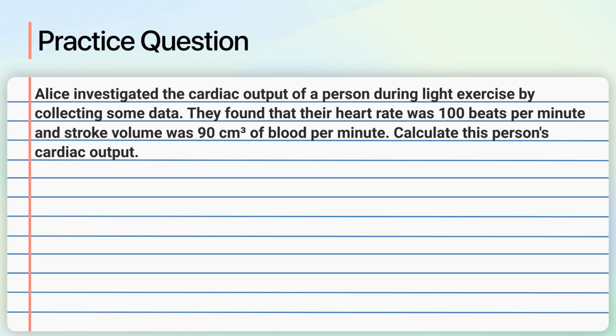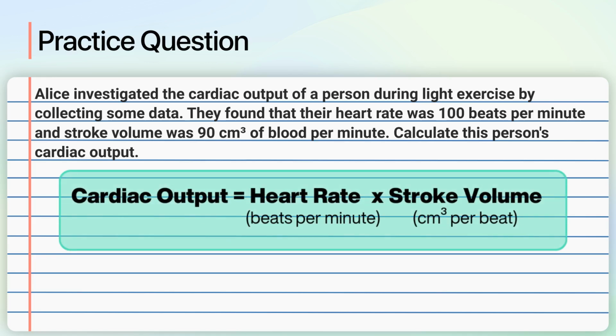To find this person's cardiac output, we use the formula. Cardiac output equals heart rate in beats per minute times stroke volume in centimeters cubed per beat. Cardiac output equals 100 beats per minute times 90 centimeters cubed per beat, which is 9,000 centimeters cubed per minute.